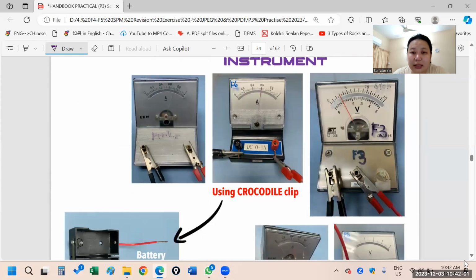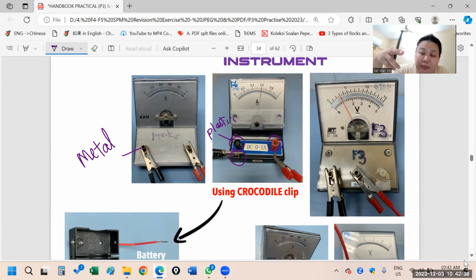Okay, so when you connect using a crocodile clip, when you see this, make sure you open up and click on the metal part. Okay, like this is very good. This one, they put some wire outside connected, easy to clip. But if not, the black and red is plastic. So make sure you twist it up, then clip on the metal part.